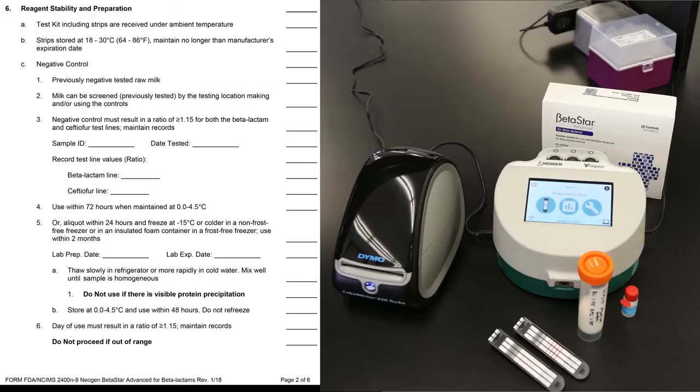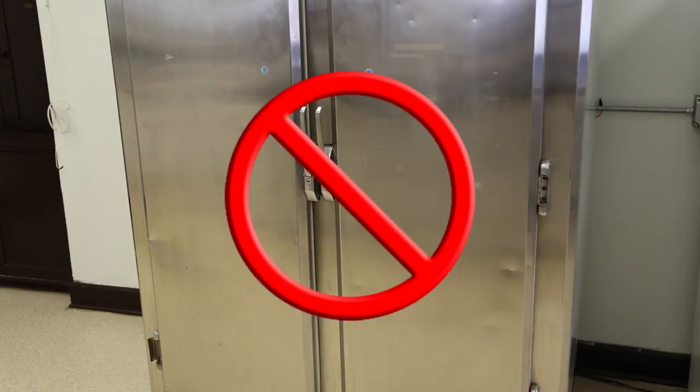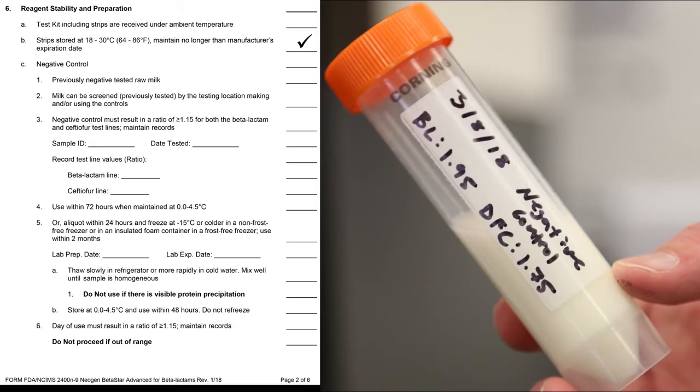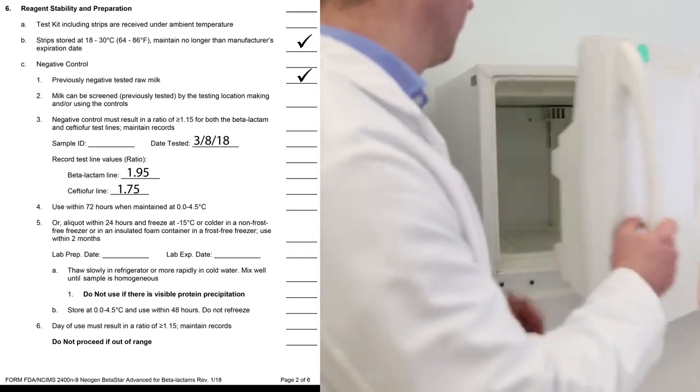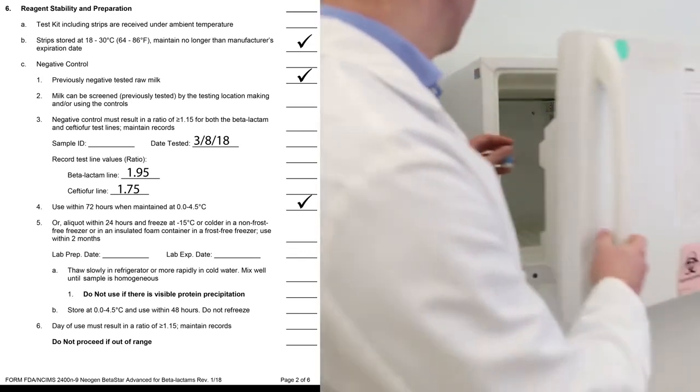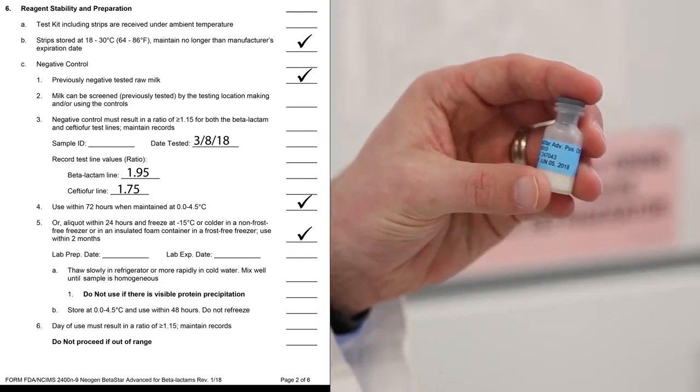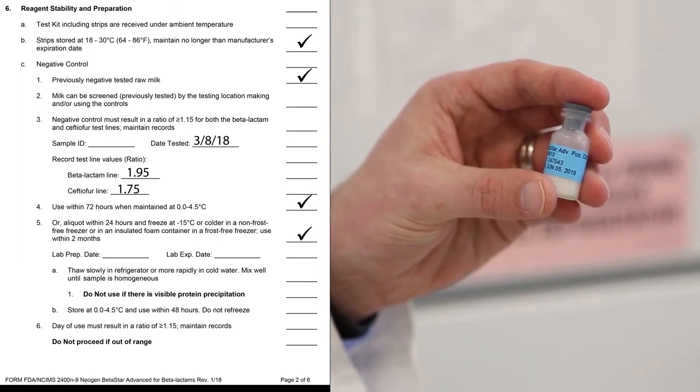Section 6 refers to reagent stability and preparation. BetaStar Advanced tests are the only tests within the NCIMS Appendix N program that can be stored at room temperature. Daily performance checks require previously tested raw milk as a negative control. This next part refers to the proper labeling of negative controls, specifying the numerical ratio and date tested. The negative control must be used within 72 hours, or frozen controls can be prepared and used instead. Once frozen controls are thawed, they must be used within 48 hours.